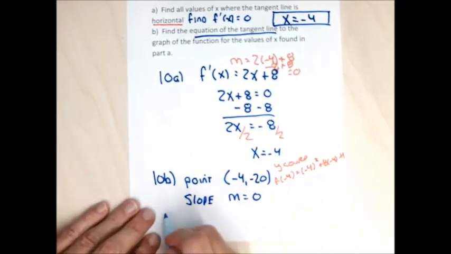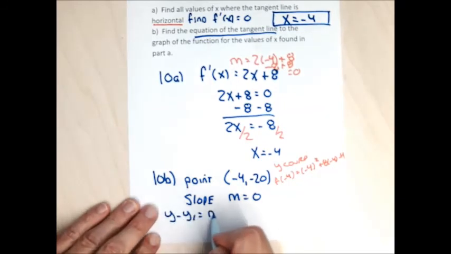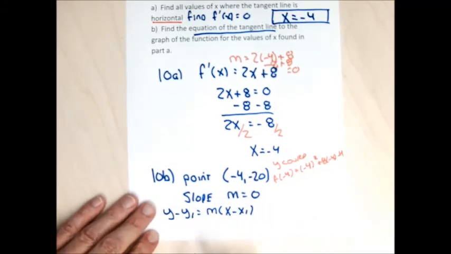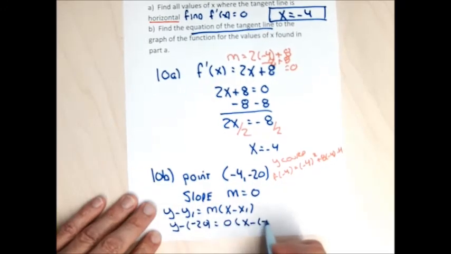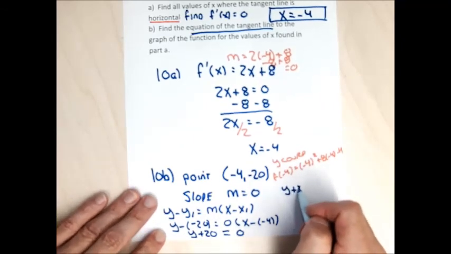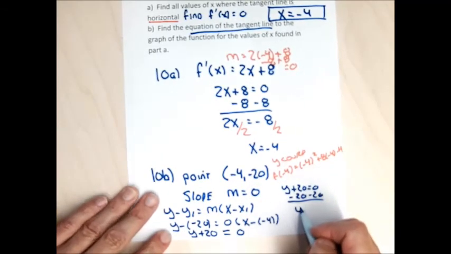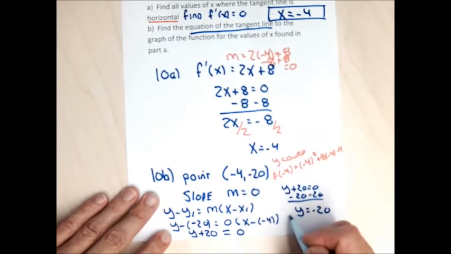I'm going to now use the y minus y1 equals m times x minus x1. You can shortcut this because when the slope is 0, the answer is shortcuttable. But if I want to, I would just go y minus the y coordinate of the point equals 0 times x minus the x coordinate of the point. The left-hand side comes out to y plus 20. The right-hand side comes out to 0 because 0 times that quantity is equal to 0. And now I just minus 20 from both sides and get my answer for part B as y equal to -20.